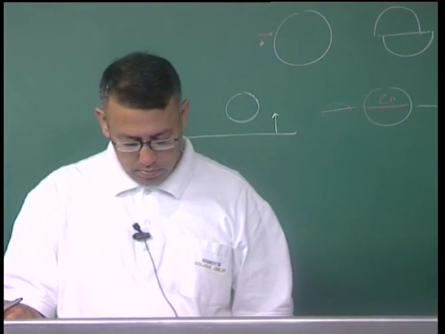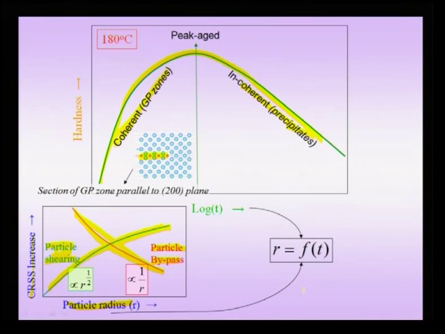The overall two mechanisms we have to worry about are the particle shearing mechanism and the particle bypass mechanism. If I have a coherent precipitate, you can have particle shearing, which gives you a low strength, but this strength increases with increasing precipitate size. And therefore, putting together all these data, we can see that the aging curve goes up and then comes down.